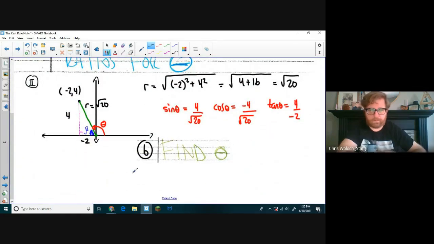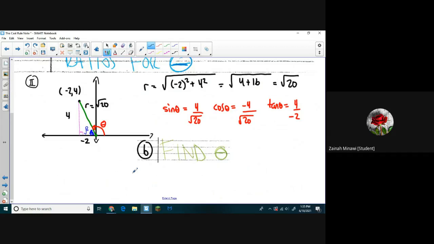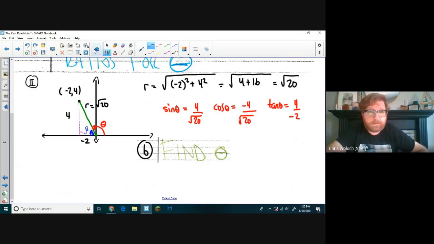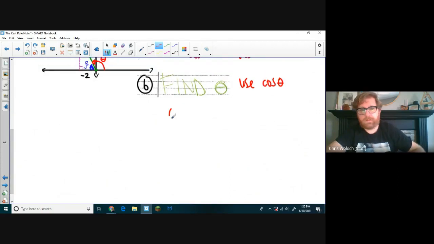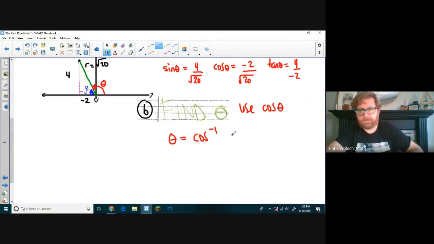theta. Sir, what's up? I think the cosine theta equaled -2 over root 20. Oh gosh, I wrote -4. Sweet. Thank you for catching that. Yeah, because that would totally mess me up. So here we'll use the cos ratio. Right, so it'll be cos -1 of -2 over root 20.